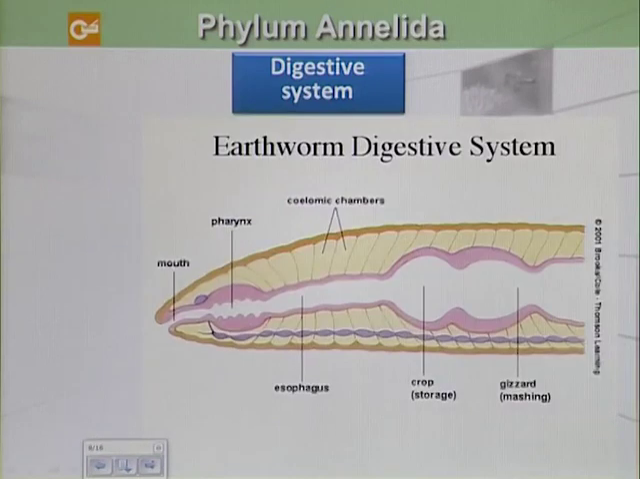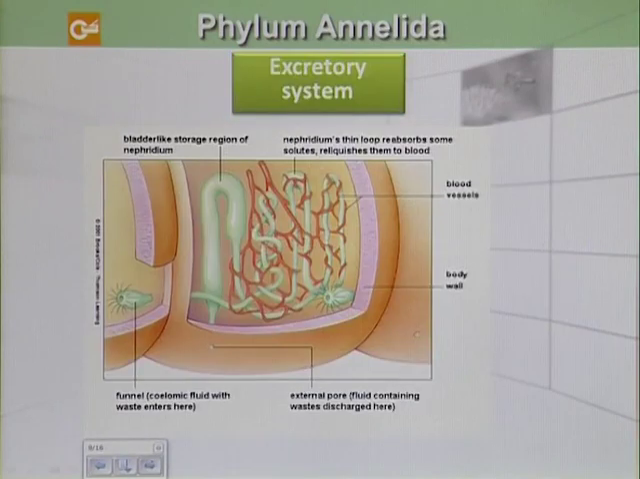And in this diagram which is showing earthworm digestive system, we can see that the digestive system is in the form of alimentary canal which is divided into distinct parts, like we can see mouth, pharynx, and then esophagus, and then there is a crop which stores food, and then there is gizzard which is used for mashing or chopping the food. So it is to be pinpointed here that जो parasitic species होती हैं उसमें digestive system poorly developed होता है as it depends on its host.